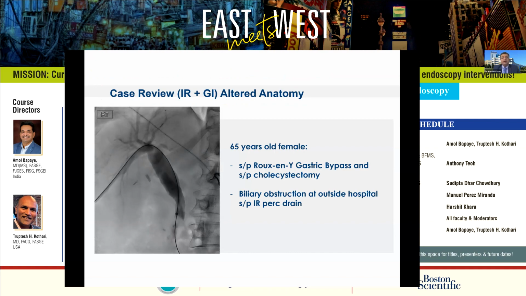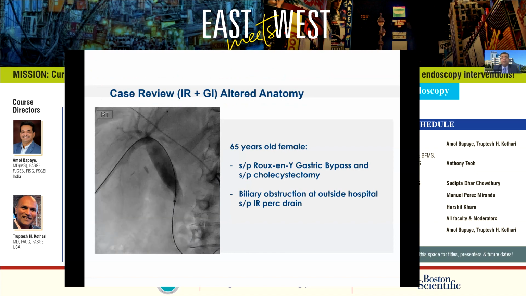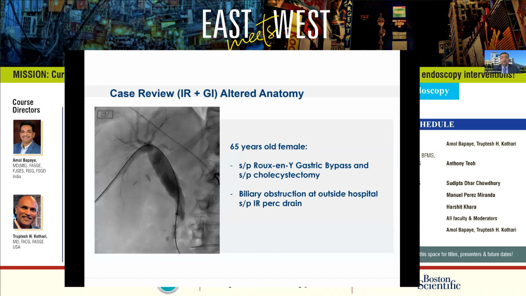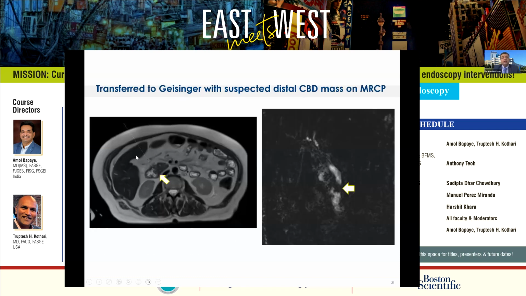So I'm going to again start with this case of a patient who was a 65-year-old female with a Roux-en-Y gastric bypass, presented to an outside hospital with biliary obstruction without interventional endoscopy availability. So to temporize the patient, they placed a percutaneous drain for her obstruction, and then the patient was transferred over to Geisinger to my care. And we got an MRI that showed a distal CBD ampullary obstruction, but we weren't sure if this was a pancreatic malignancy or a biliary malignancy or a duodenal malignancy.